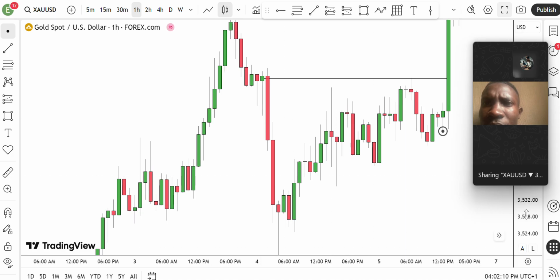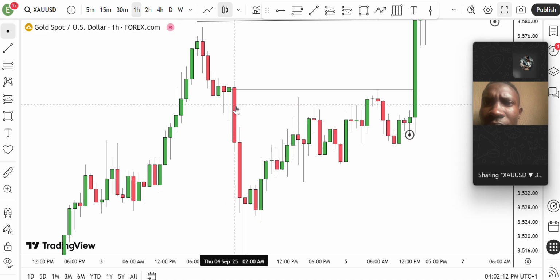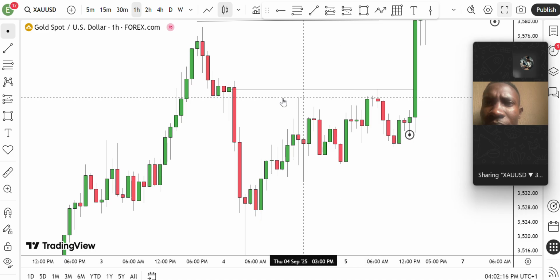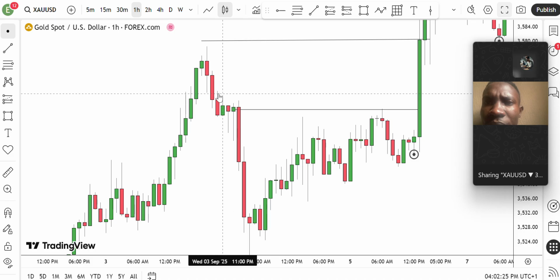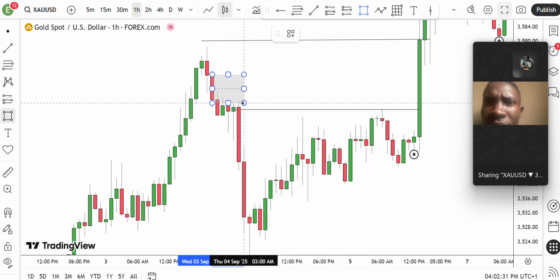I'm just showing you an example of what supply can be like at times. So all of these were rejecting from it, rejecting from it. So we had supply in this zone. There was a supply that was here before.